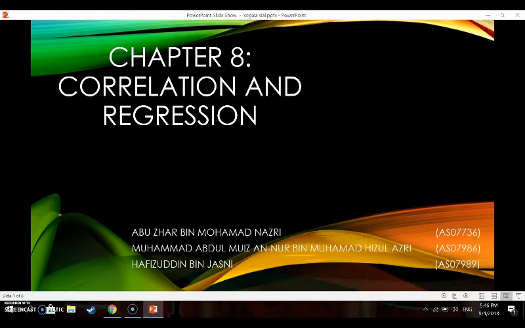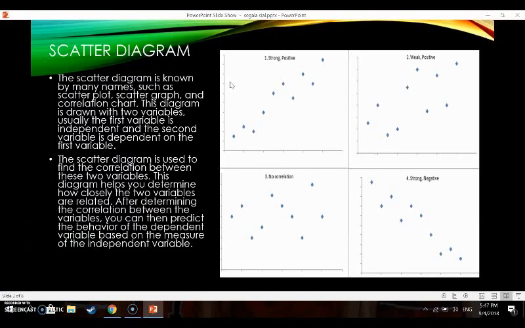So the topic that we will discuss today is chapter 8, that is correlation and regression. So the first one, we have correlation coefficient. So in this subtopic, we have scatter diagram. So the point that we have to look in scatter diagram is we have to look at this point.